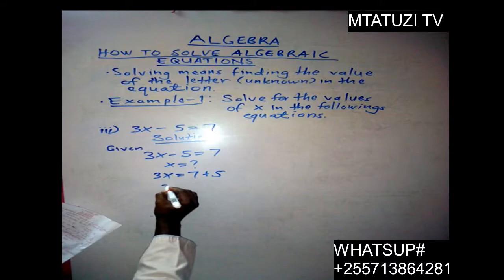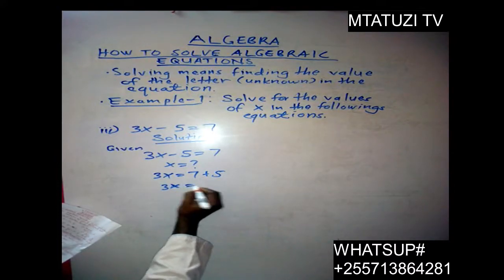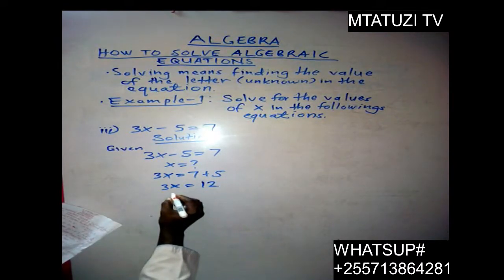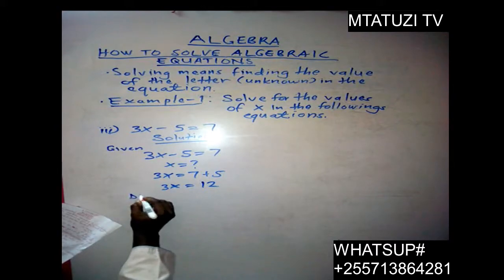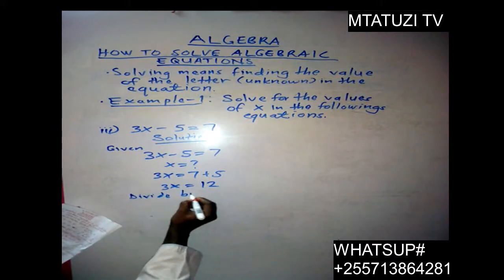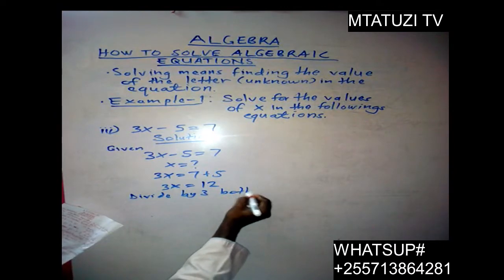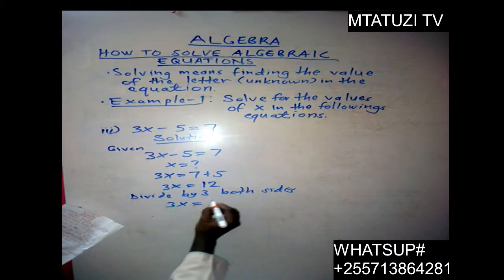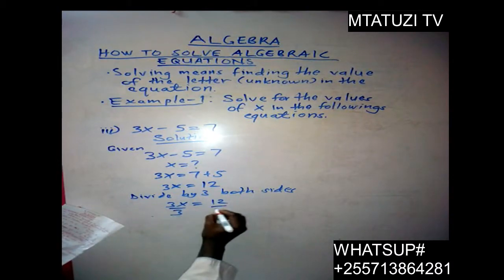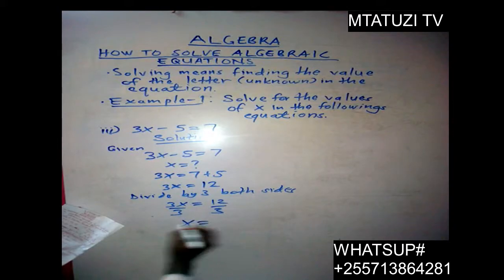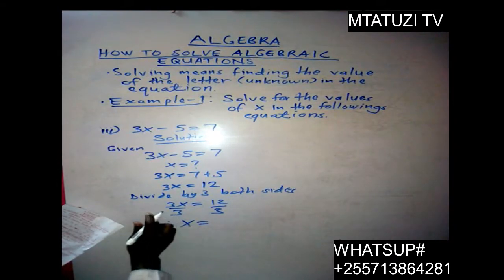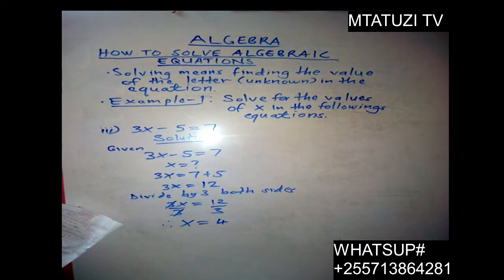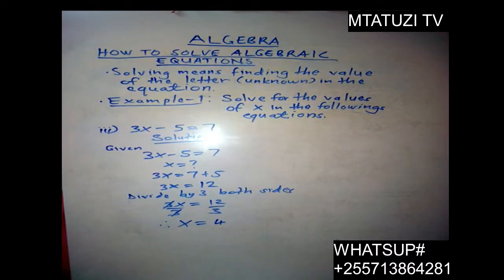So 3x is equal to 7 plus 5, you get 12. So in order to get x, we have to divide by 3 on both sides. We take 3x is equal to 12, divide by 3, and 3 and 3 cancel. Therefore 12 divided by 3, you get how much? 4. So the value of x there is 4.